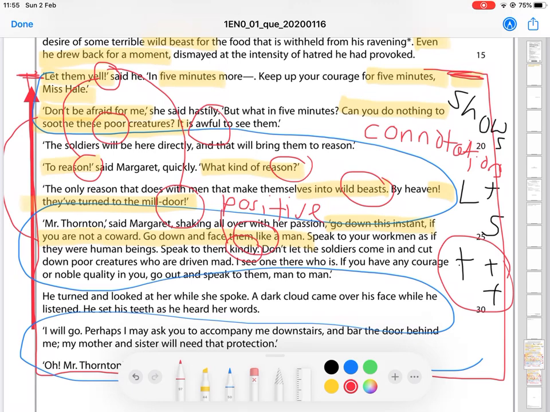He turned and looked at her while he spoke, and a dark cloud came over his face while he listened.